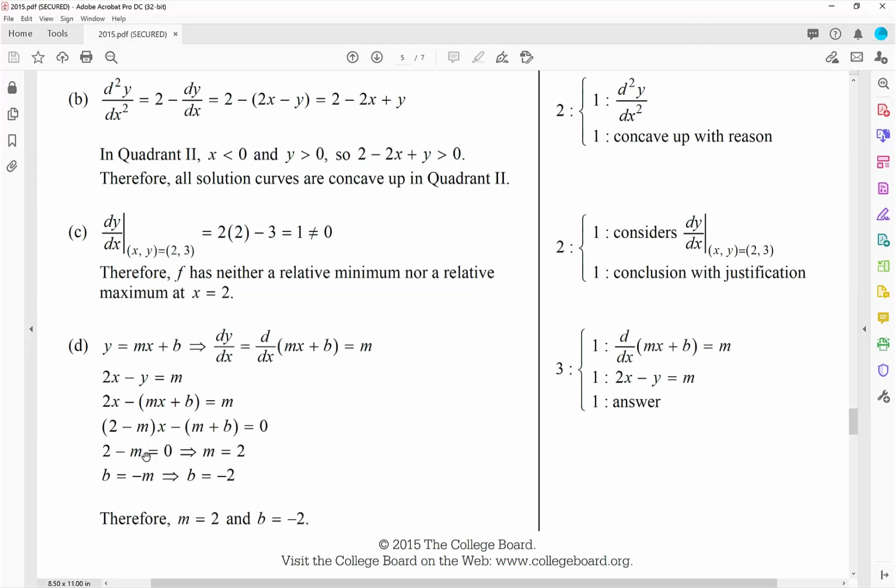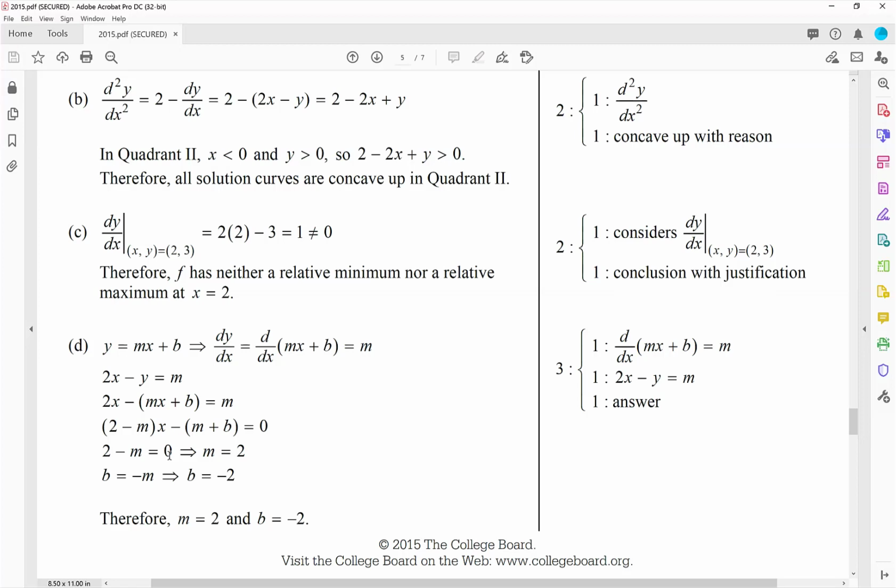And then they said 2 minus m has to equal 0. Okay, how? How do you know that 2 minus m has to equal 0? I don't have a common factor there. 2 minus m, 2 minus m. Why must 2 minus m equal 0? Can you guys tell me? I don't see it right now. Off the top of my head, I don't see it, unless I'm missing something.